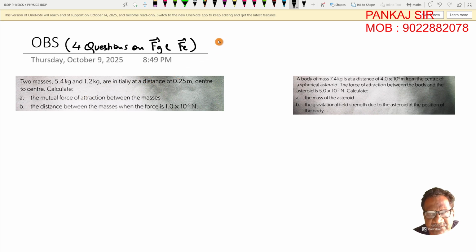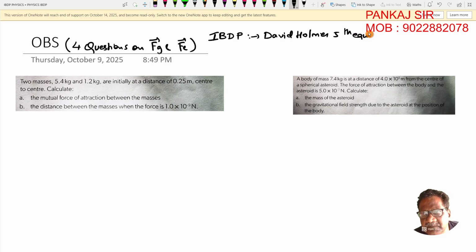These are from the IBDP curriculum, and have been taken from a book by David Homer, 5th edition. From this book I have selected these questions. So let us get started.